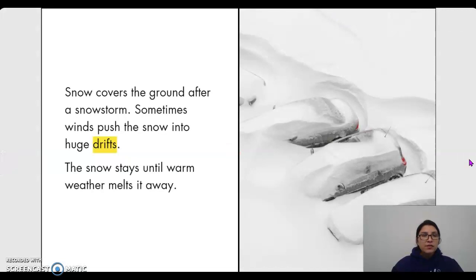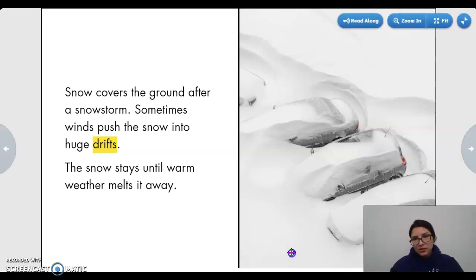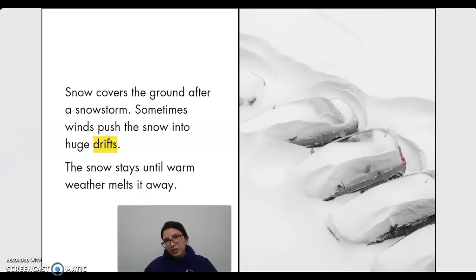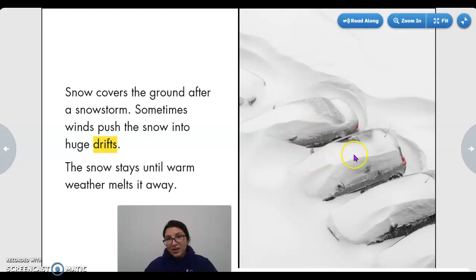Snow covers the ground after a snowstorm. Sometimes winds push the snow into huge drifts. The snow stays until warm weather melts it away. What is this a picture of? I'll give you a moment to look at it. Really look at the picture. There are cars. It might look like a parking lot, but there's so much snow, it's kind of hard to tell. They're really stuck in that snow, aren't they?